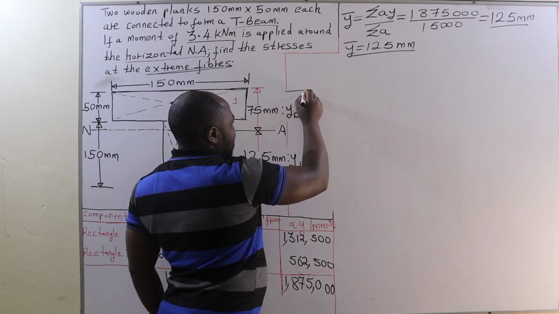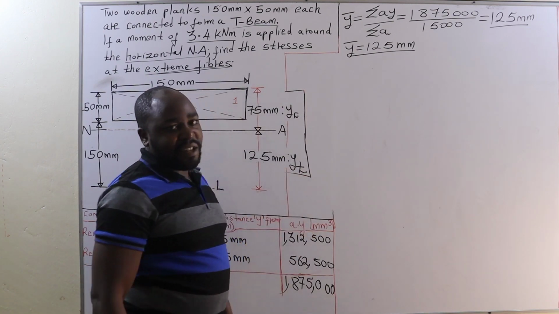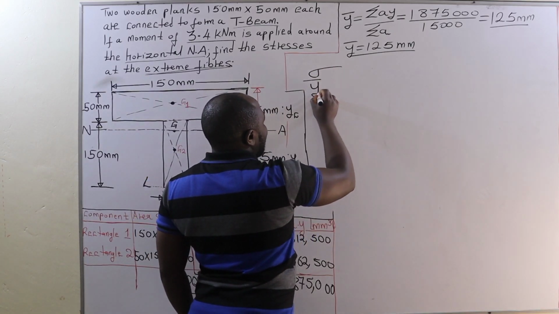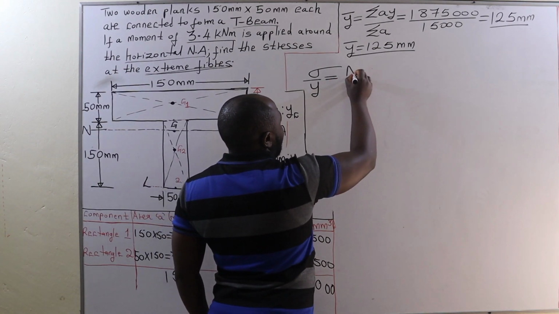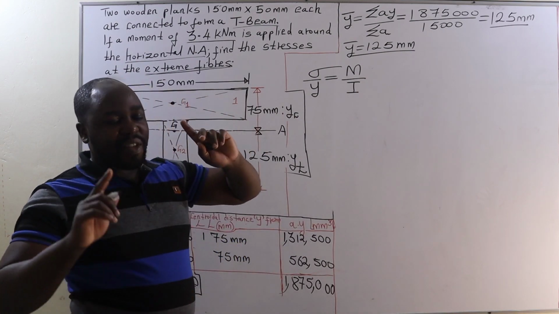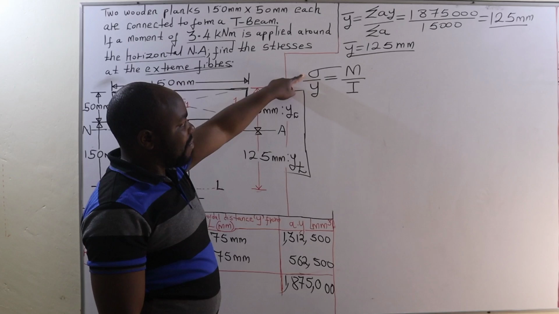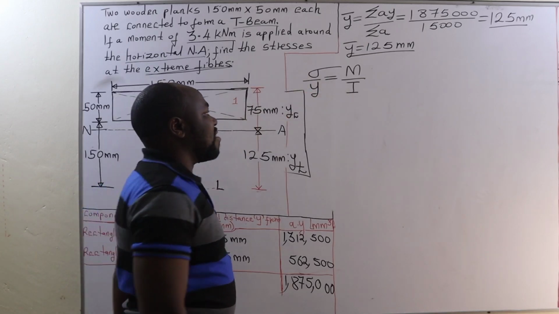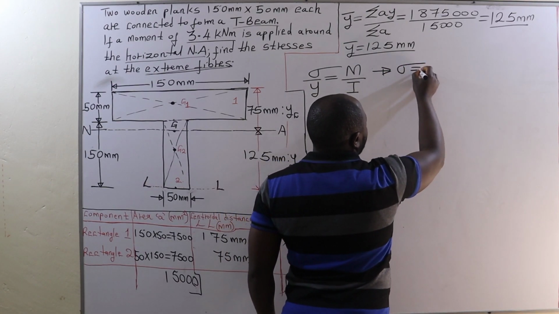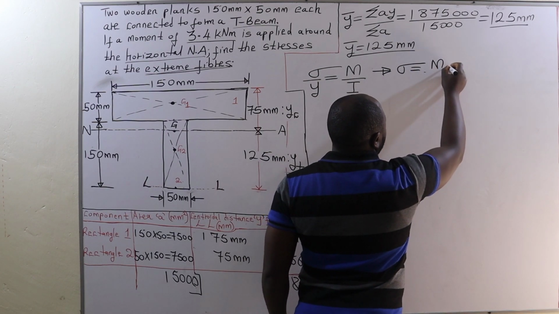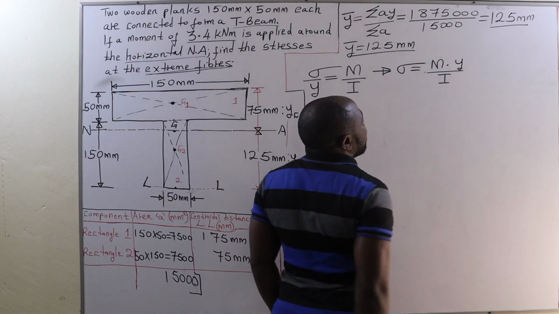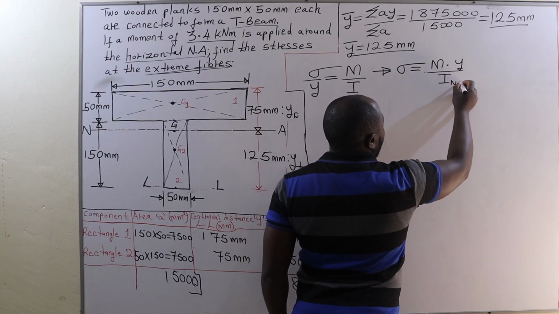From the bending equation, we have this relation: stress over Y is equal to bending moment over I. Now, what we need to calculate is the stress. Therefore, we are going to make stress the subject of this equation. This is going to give us stress equals bending moment multiplied by Y over the moment of inertia about the neutral axis.